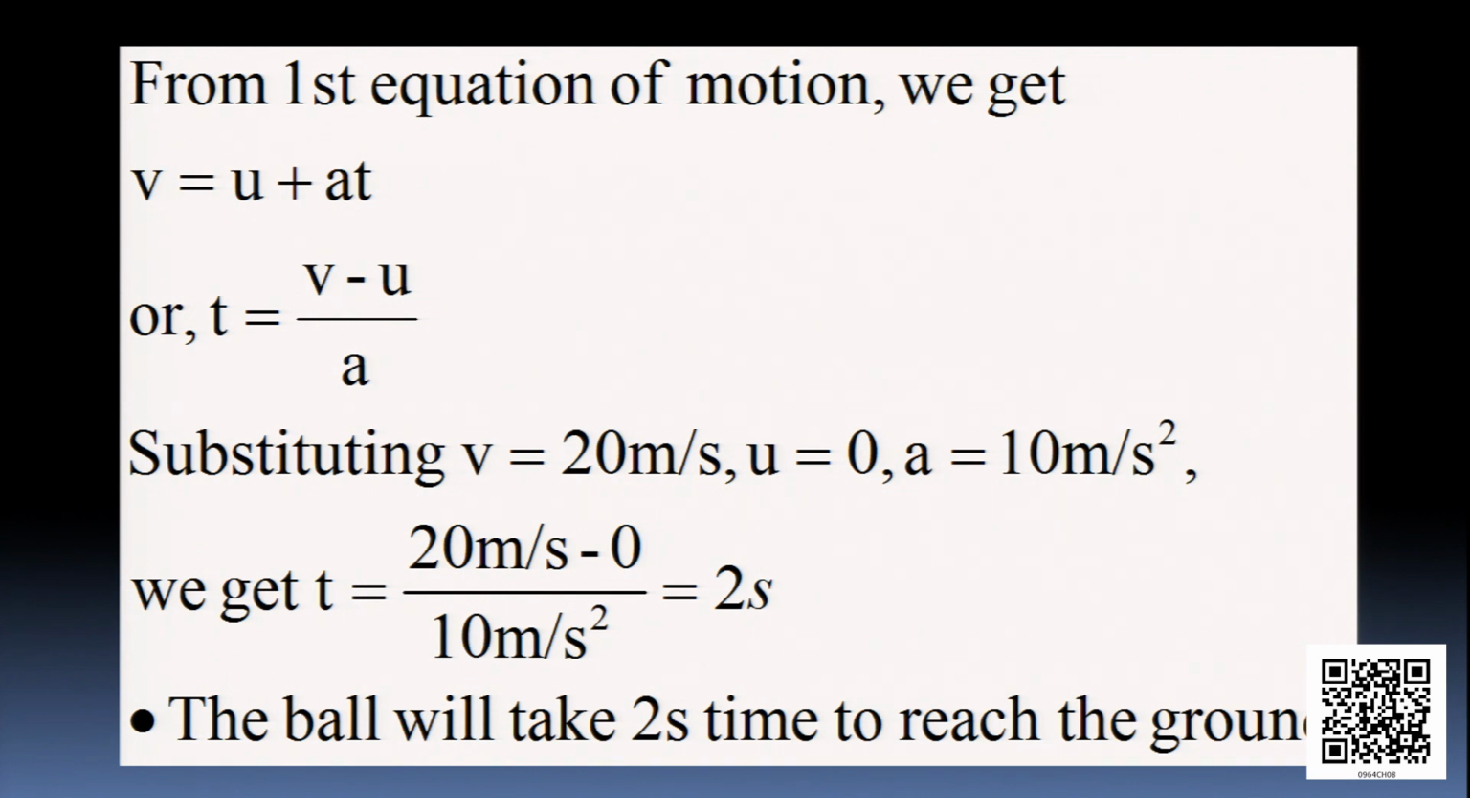Acceleration a, already it is given, 10 meter per second square. If you substitute the values of v, u and a in this equation, then t equal to 2 seconds. So please check the calculation. The ball will take 2 seconds to reach the ground.